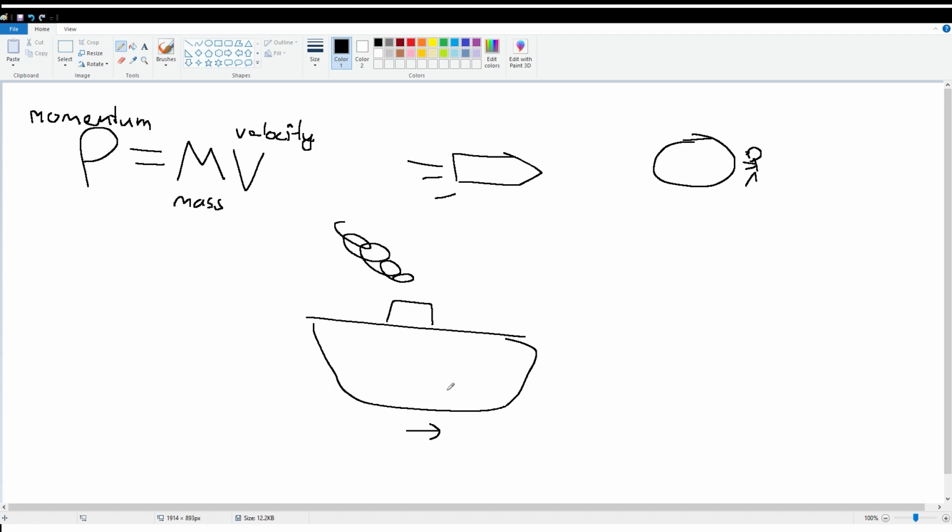So, just to illustrate the equation here, let's say this massive ship has a mass of 10,000 kilograms. And it's moving at 5 meters a second as it goes along. Now, you calculate the momentum of this by multiplying them, so that would end up being 50,000. And the unit for momentum is kilogram meters per second.